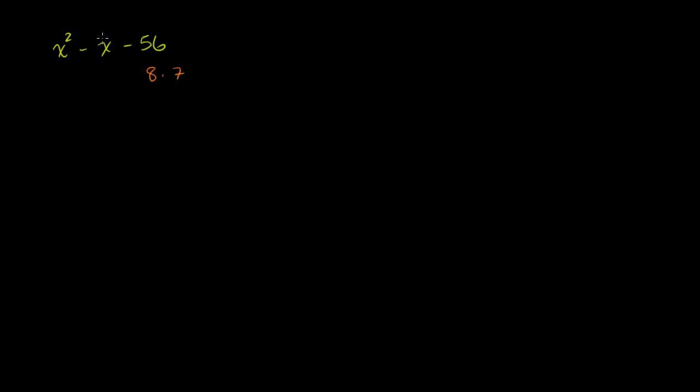Now, the fact that their sum is negative tells me that the larger of these two should probably be negative. So if we take negative 8 times 7, that's equal to negative 56. And then if we take negative 8 plus 7, that is equal to negative 1, which is exactly the coefficient right there. So when I factor this, it is going to be x minus 8 times x plus 7.